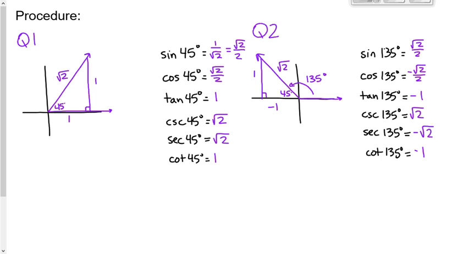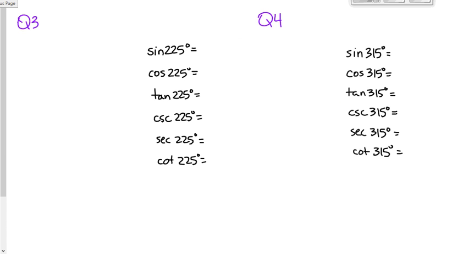Okay, moving on to quadrant 3. Suppose that you're asked for an exact value for a 225-degree angle. So you're going to draw the angle in standard position, going counterclockwise, and you're going to end up right about there. So this entire angle is 225.